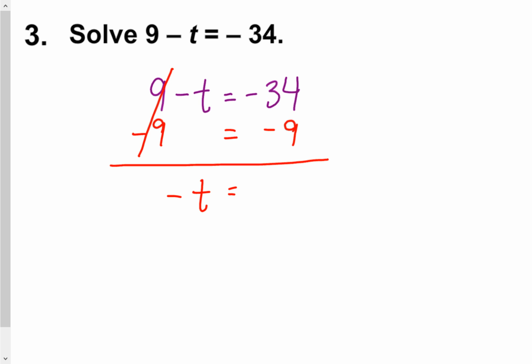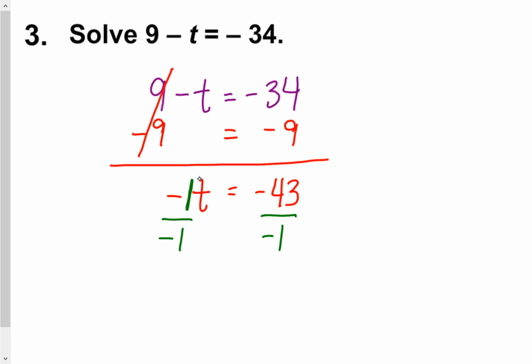Okay, equaling negative 34 minus 9, that equals negative 43. Now what I want you to realize is that we're looking for the value of t, just t, and not negative t. So you have to be knowledgeable that if the variable doesn't have a coefficient in front of it, it's understood as 1. So negative t is actually negative 1 times t. So we want to have positive t. So we're going to divide by negative 1 because it's being multiplied by negative 1.